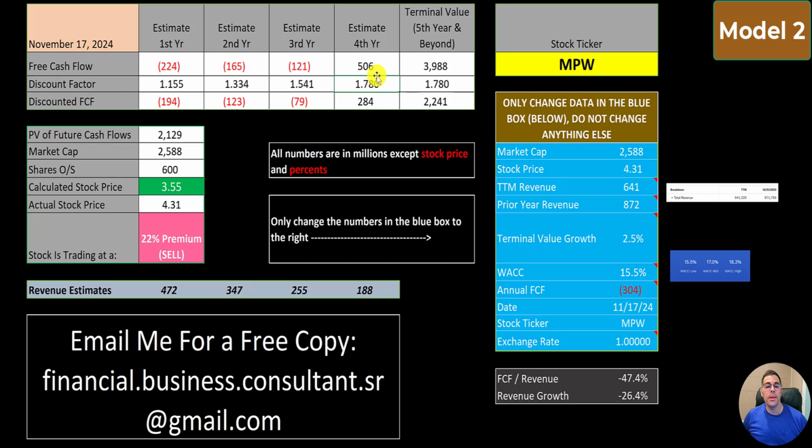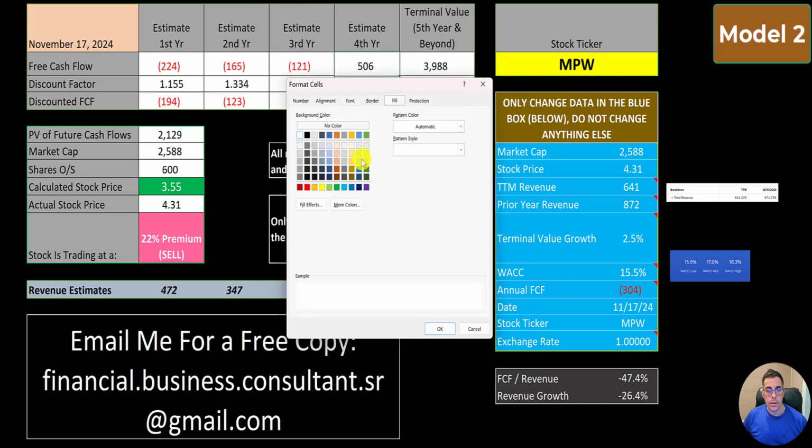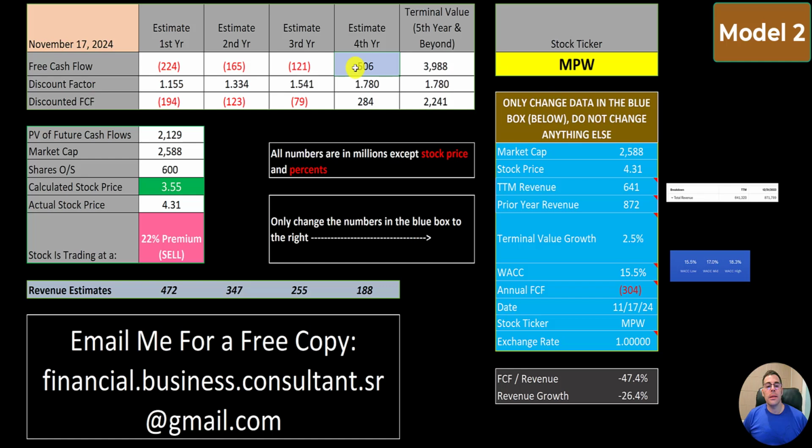Now we have a hard-coded number here. So don't use this model again. Make sure you use a clean model. You can highlight it so it stands out. So in this model, we're assuming their free cash flow is 500 million by the 4th year. And then we calculate the terminal value based off of the 4th year. We use the same formula as a dividend discount model. You can just go into the cell and try to pick apart the formula so you understand it.